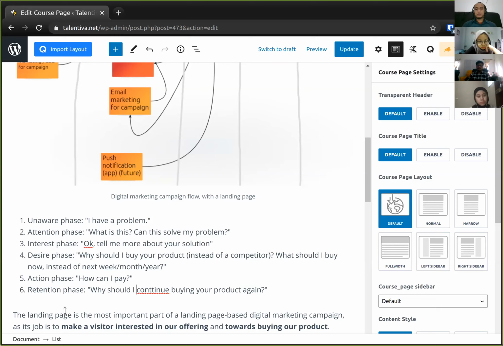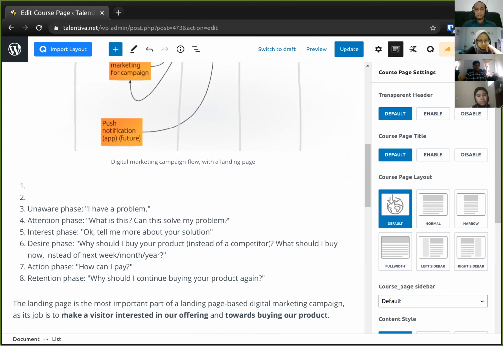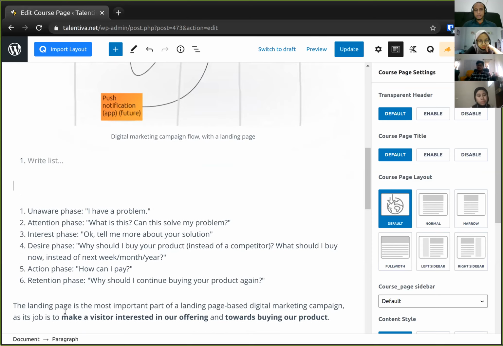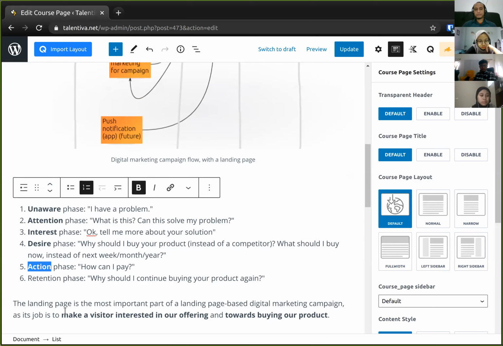This is the retention phase. So these are the questions that the user has in the audience's mind, depending on the phase. Right. So I'm creating the materials, additional material as we go. All right.